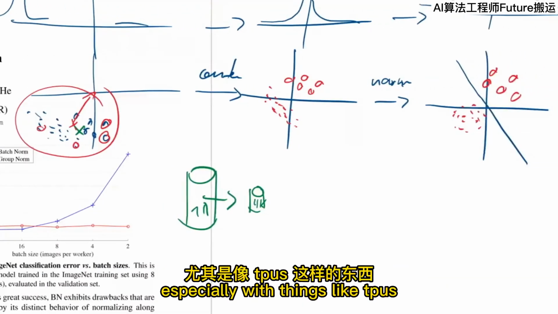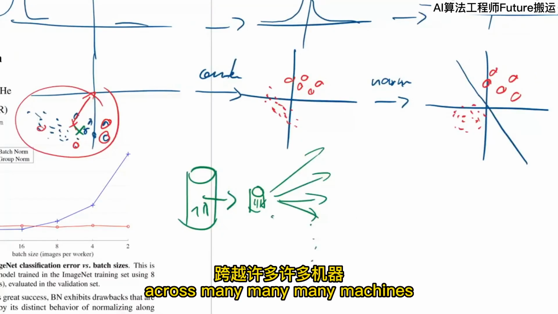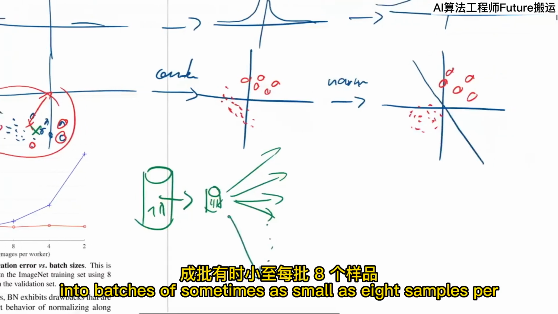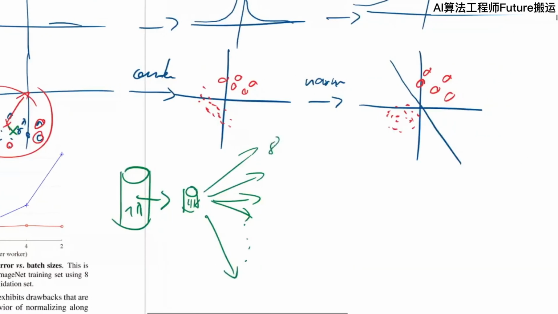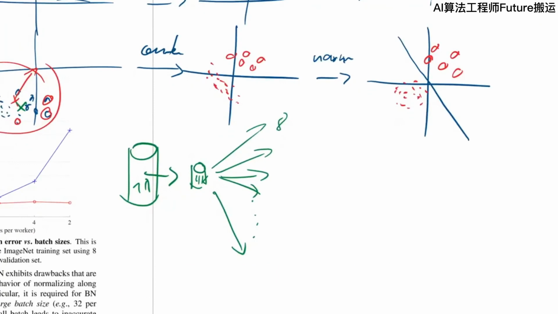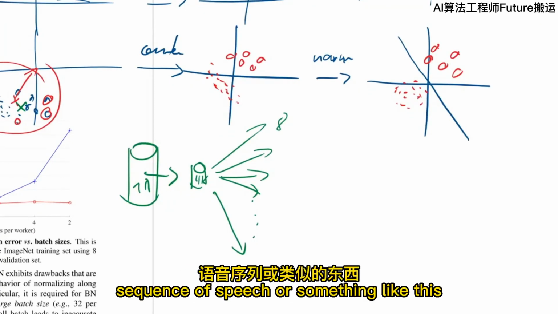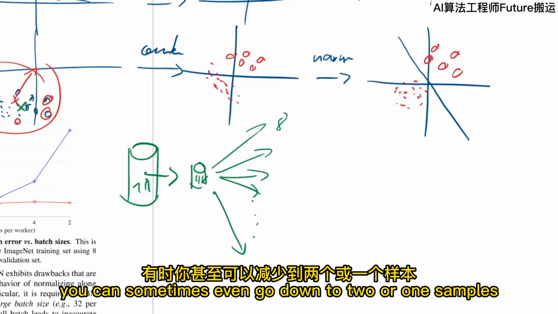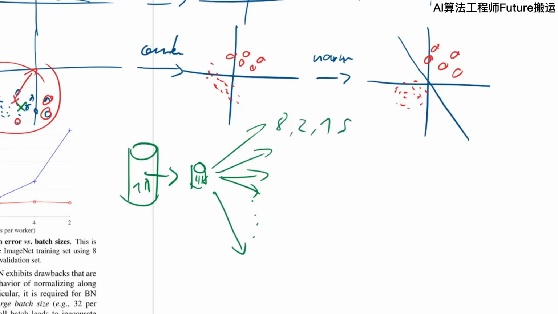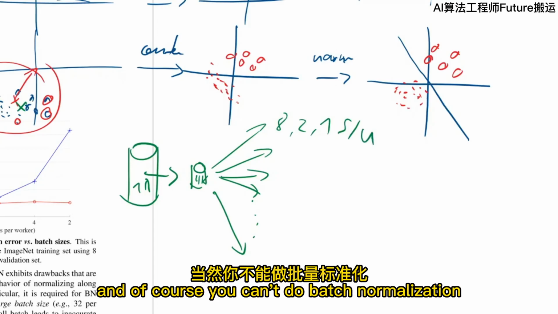But what they'll do, especially with things like TPUs, is they'll distribute that across many, many machines into batches of sometimes as small as 8 samples per unit. And if this is not images, but maybe something longer, like a sequence of text or a sequence of speech, you can sometimes even go down to 2 or 1 samples per unit of computation. And of course, you can't do batch normalization.